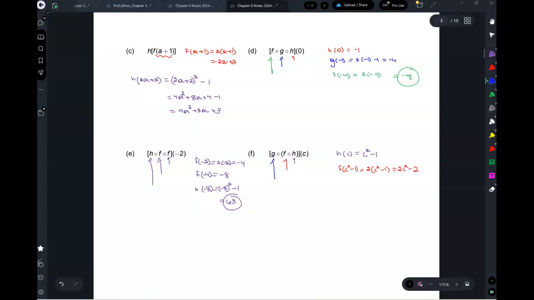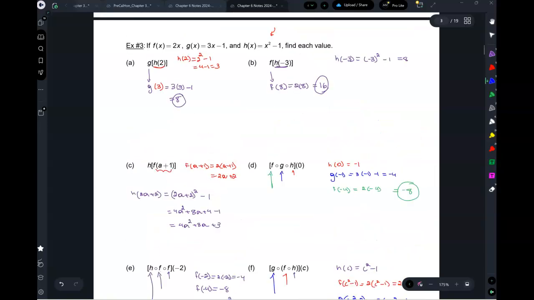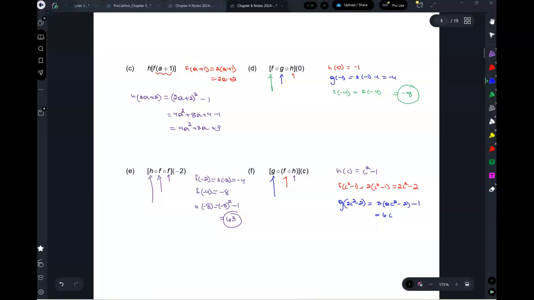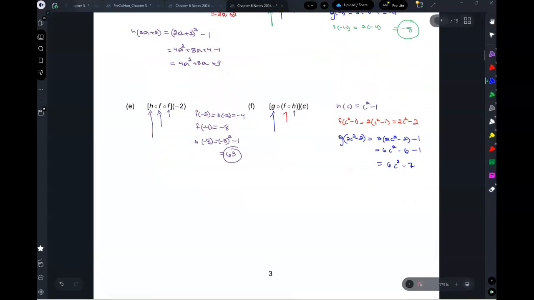G of all that? What's that? 3 times 2c squared minus 2. No. Sorry, what's g? It's 3x minus 1. So 6c squared minus 6 minus 1, 6c squared minus 7. Okay? And there you have it.